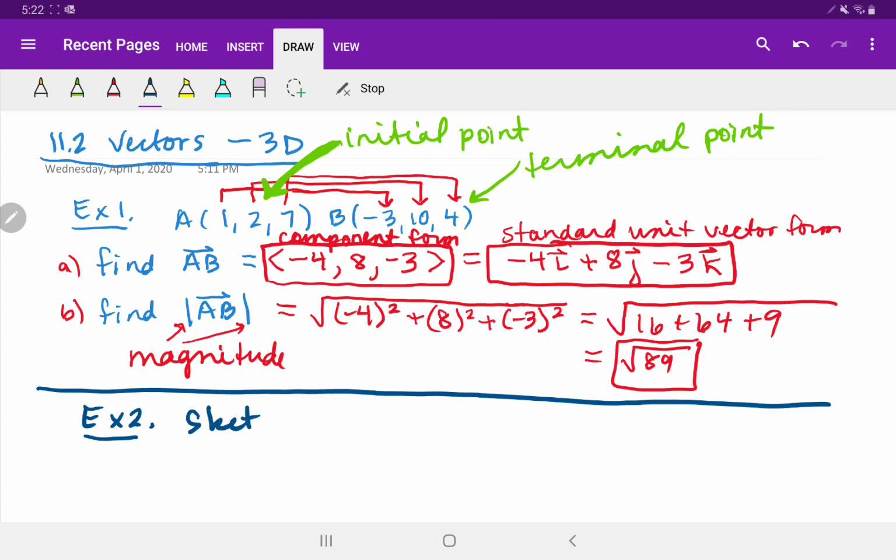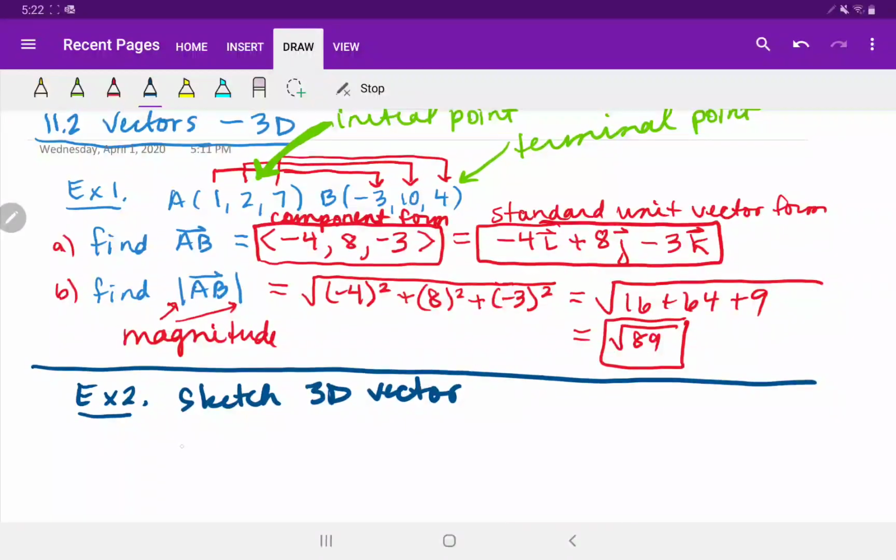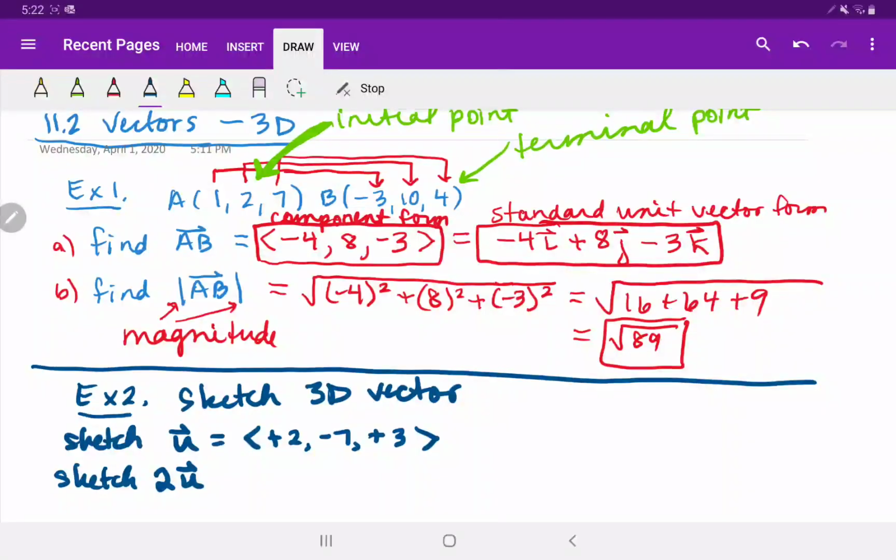It says sketch a 3D vector. So what it actually had, I believe I saw in the book, is they have a vector, say vector u, and they give you a vector. So let's say -2, -7, +3. And actually, let's make that +2. And they say to sketch the vector, and then they say to sketch a vector that's 2u or a half a u or something like that. So they wanted you to sketch the original and something that is 2u.